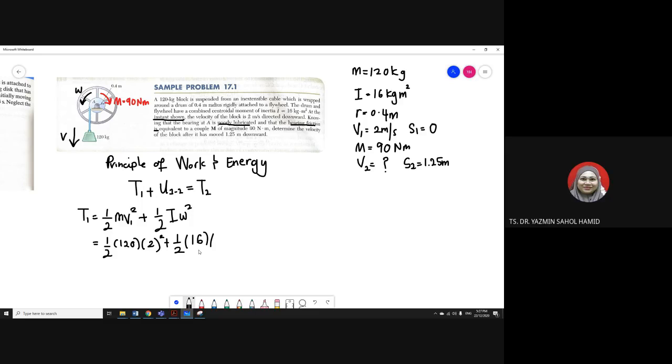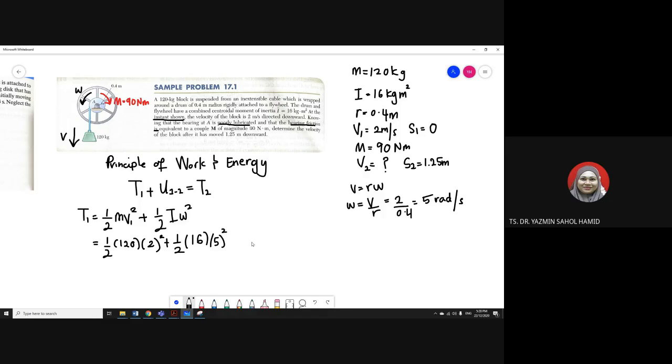No. But can you find omega? Remember, what formula? V equals R omega. So if you want to find omega, it will be V divided by R. Our V is 2 and our R is 0.4. So 2 divided by 0.4, you will get 5 radian per second. So you can just replace here as 5 and then square.